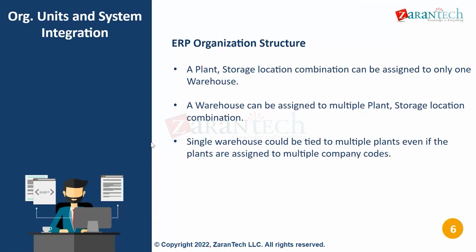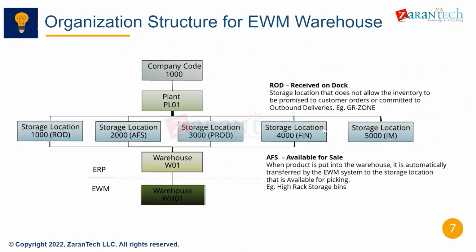Yeah, then we can, as I said, have a combination of the storage locations. One warehouse can be assigned to multiple plants and storage locations combined, or a single warehouse could be tied to multiple plants across multiple company codes. All these options are available when you have EWM managed storage locations.